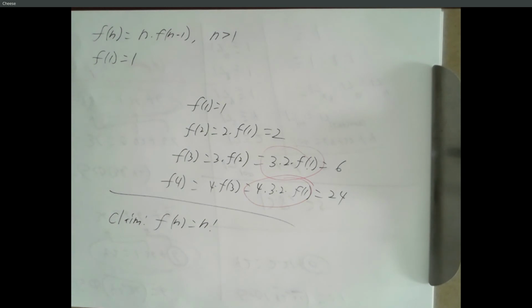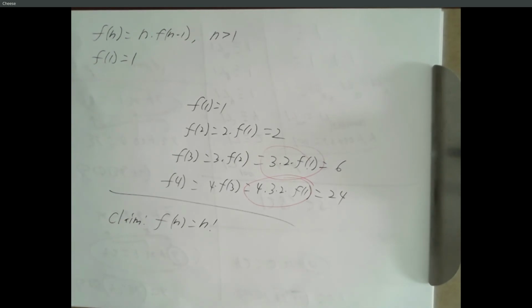Can we prove that? I'll give you a hint, yes. How do we prove that? Two words. Mathematical induction, right? How do we prove f of n is equal to n factorial? Make a proposition. P of n is the proposition that f of n is equal to n factorial.